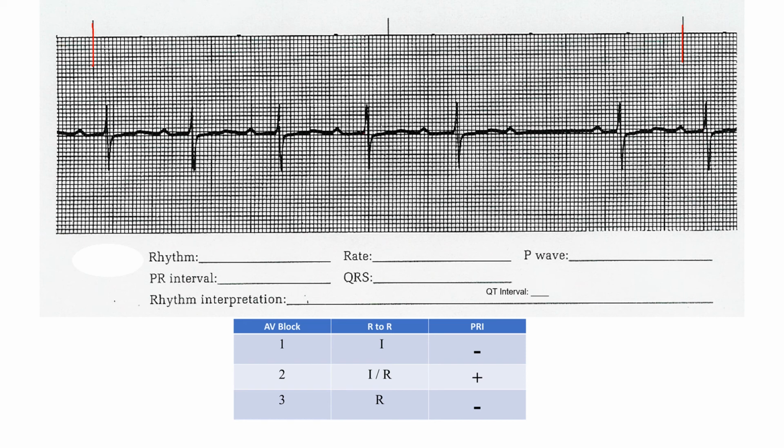Your QRS, you're measuring from the beginning of the R wave to where the S wave comes up. It looks like about 2 boxes, so it would be 0.08. Just checking other ones. Yeah, they look about 2 boxes.